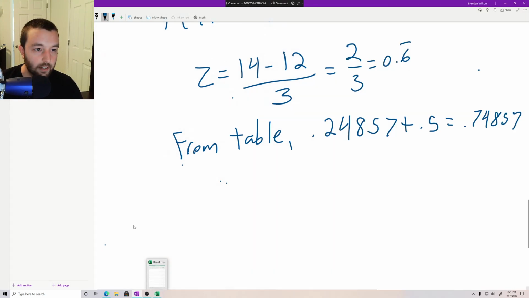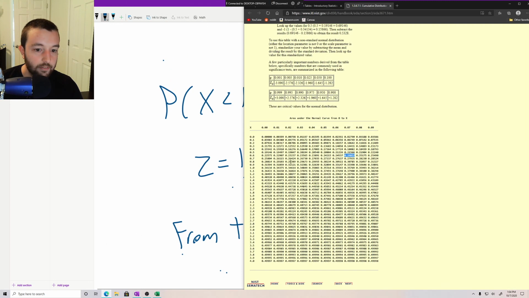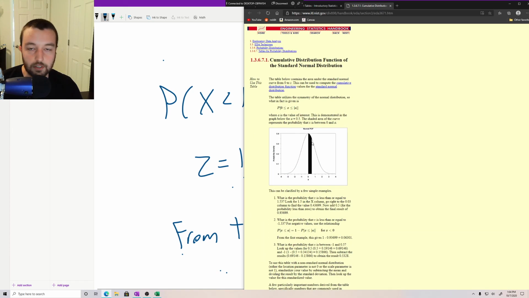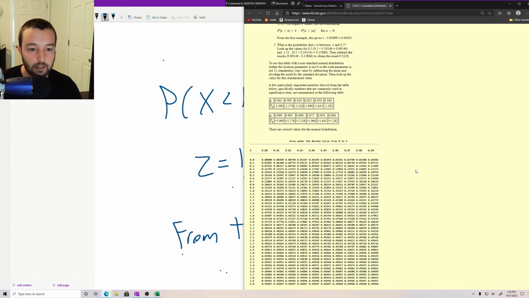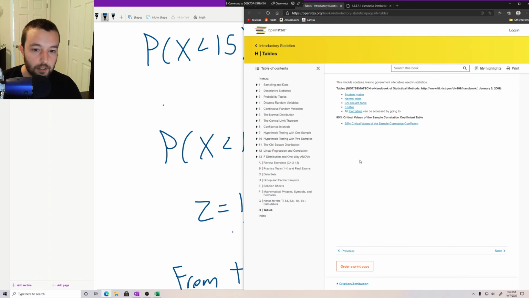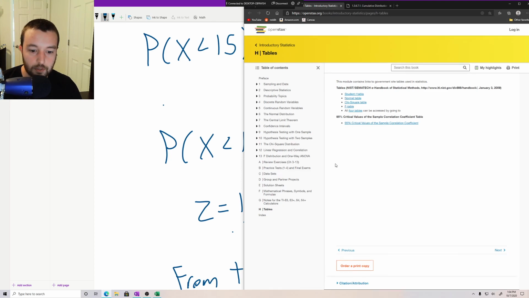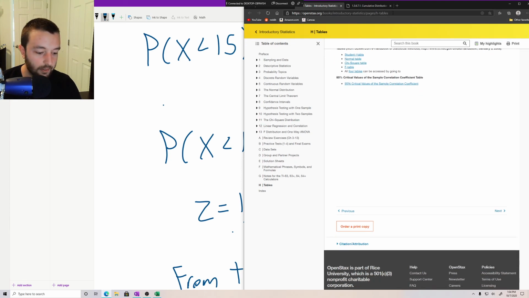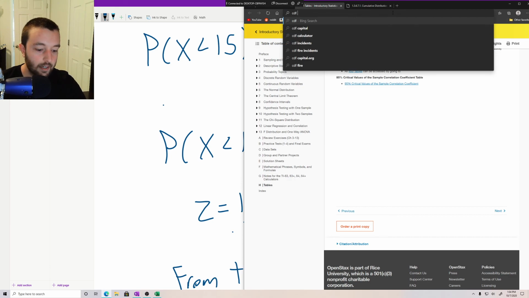Now, if you didn't want to have to add that 0.5 onto it, if you just wanted to find the z-score and then get it from there, there are other tables besides this one. The other tables on here are tables we're going to use later, so don't worry too much about those. But we can do the CDF normal table.